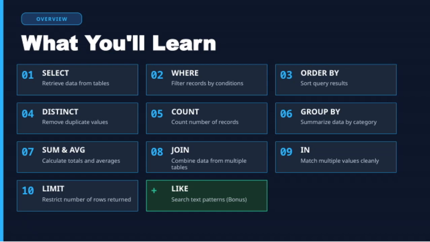Today, we're diving into some essential tools for working with data in databases. We'll start with Select, the foundation for pulling data from tables. Then, we'll filter that data with WHERE, sort it using order by, and remove duplicates with distinct. We'll count records, group data by categories, and calculate totals and averages. We'll also combine tables with join, match multiple values with IN, limit results with limit, and use like to find text patterns. This overview sets the stage for everything we'll explore.